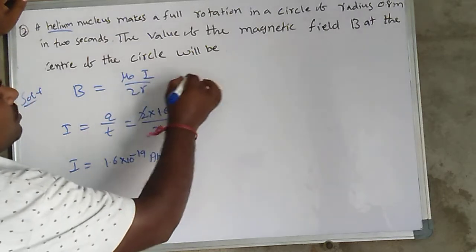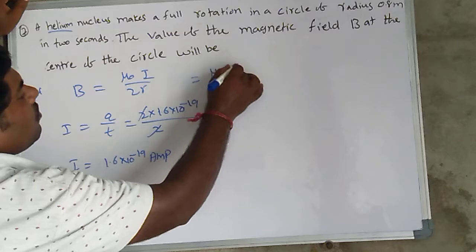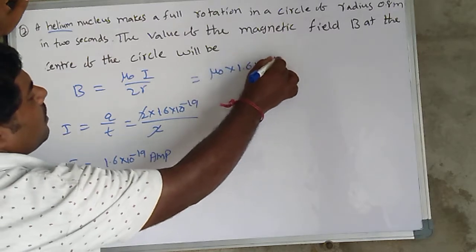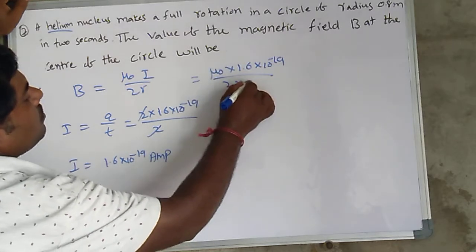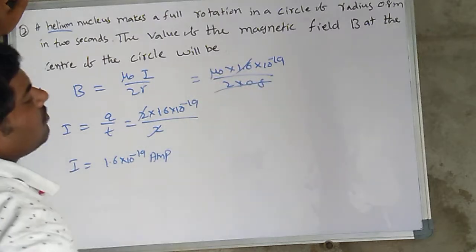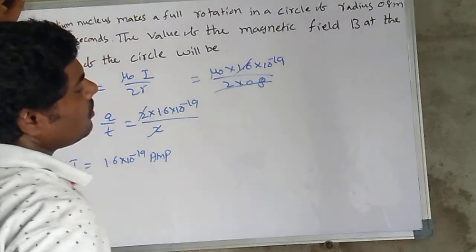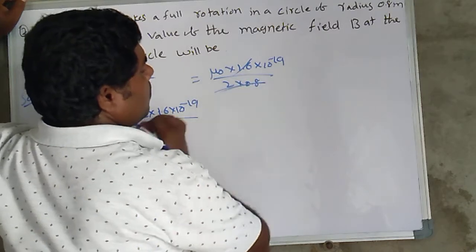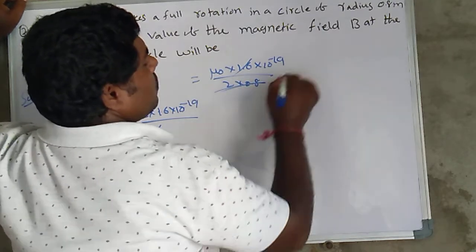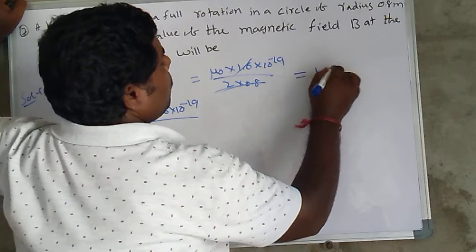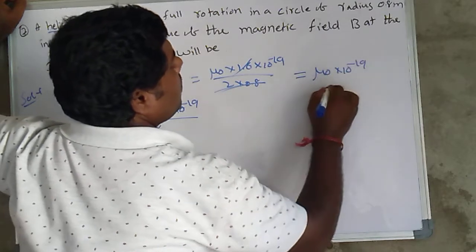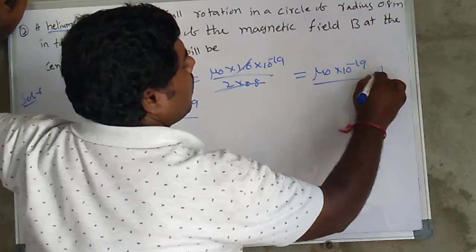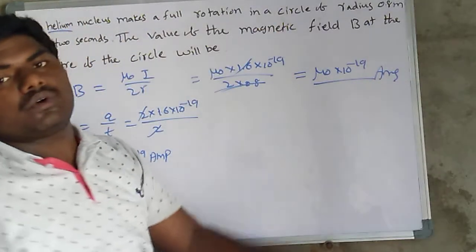So substitute this value here: mu naught into 1.6 into 10 to the power minus 19 divided by 2 into 0.8. This one gets cancelled, this is 0.8, this one gets cancelled. The final value is mu naught into 10 to the power minus 19 Tesla. This is the answer to the question.